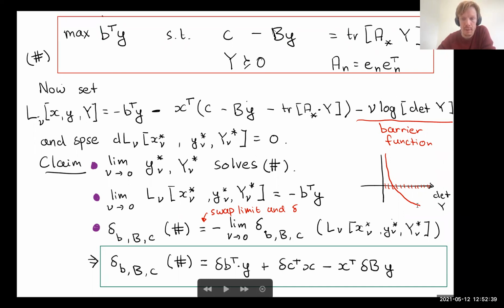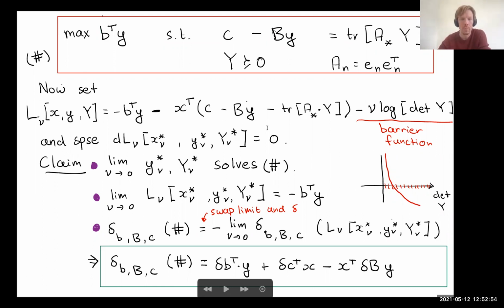And then for this positive semi-definite condition, I introduce a so-called logarithmic barrier function for the determinant of Y. So of course, this function looks like this, where nu is some positive constant. And it goes to infinity. And you should think of the function as being infinity when the matrix is not positive semi-definite. So it looks a bit like this.